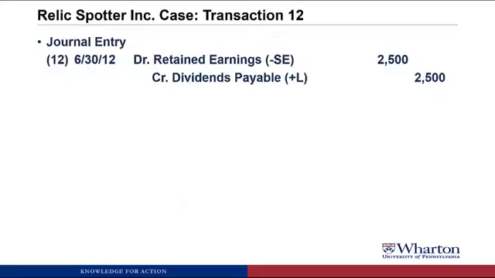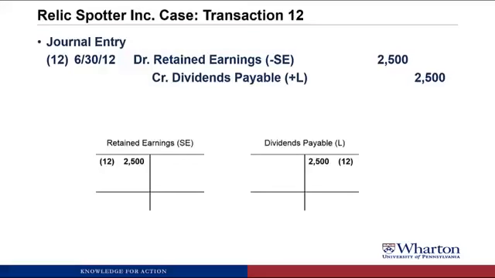We post this to T accounts, so we create a T account for retained earnings, a stockholders equity account, and we have a balance on the debit side, and a T account for dividends payable liability where we put in the credit entry.